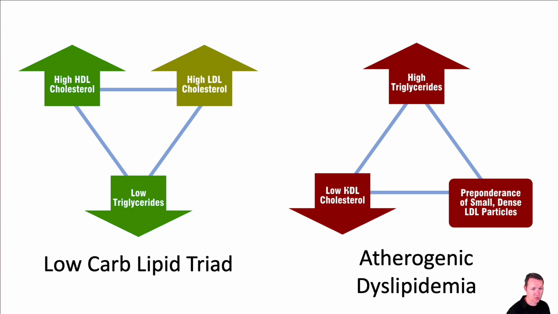And bear in mind, these are part of the 5 criteria of metabolic syndrome: low HDL cholesterol and high triglycerides, and how this is almost the opposite of what we see with the lipid triad. I think that there's quite a lot that links metabolic disease, especially as it applies to cardiovascular disease.